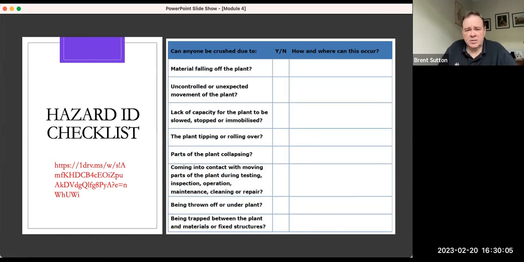So carrying on, once again, this is a classic one for conveyors: uncontrolled and unexpected movement, the lack of ability for the plant to be slowed, stopped, or immobilized. The classic one there is lack of e-stops or lack of controls where operators typically work. The plant tipping or rolling over. I'm still constantly surprised how much plant is not affixed to the ground. Parts of the plant collapsing, particularly plant that's overhead.